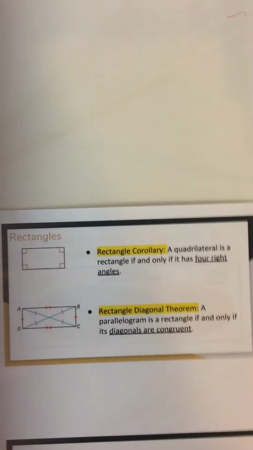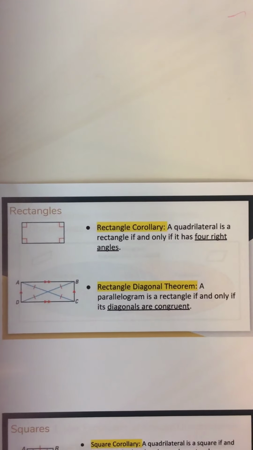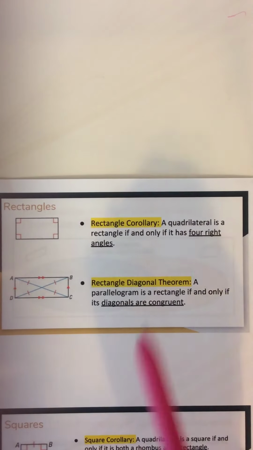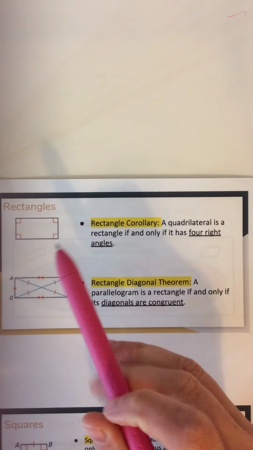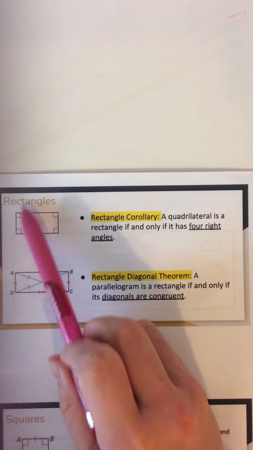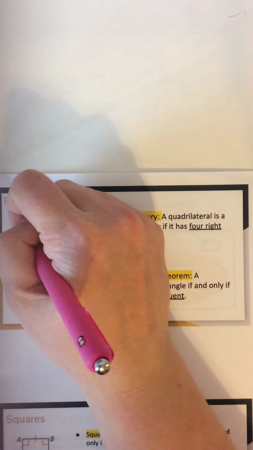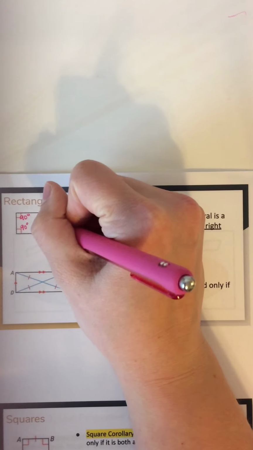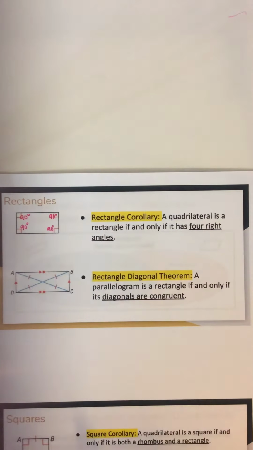So then a rectangle, a little bit different. A quadrilateral is a rectangle if and only if it has four right angles. So we know in a rectangle, back from like grade school, a rectangle has four right angles, which means they're all 90 degrees, right? Right angle means it's 90 degrees. That will come into play.